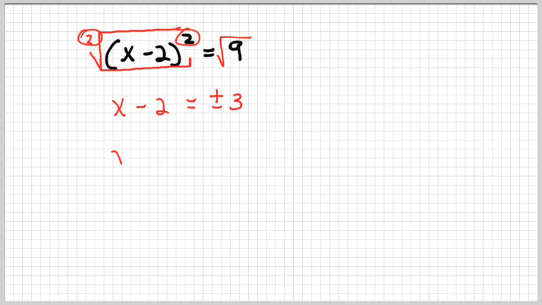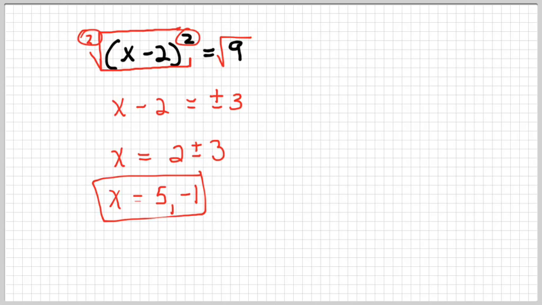Now I take my 2 to the other side. My answer is x equals 2 plus or minus 3. Now this does represent two answers. It represents 2 plus 3, which is 5, and 2 minus 3, which is negative 1. This is a much simpler method than what I would call the brute force method.